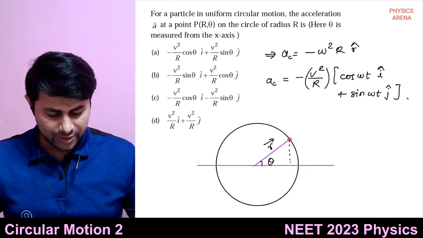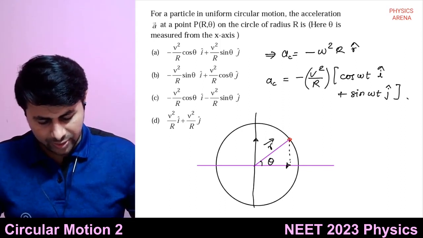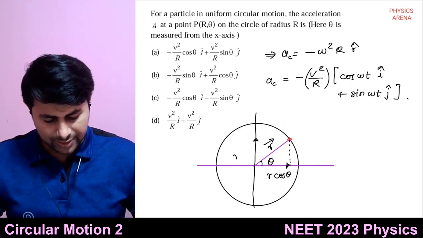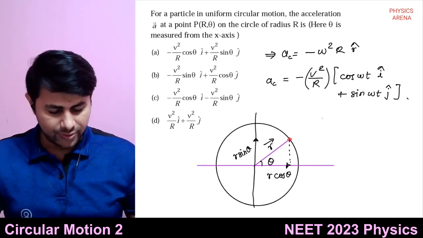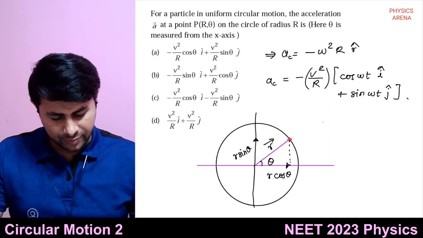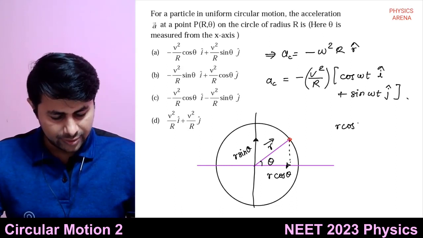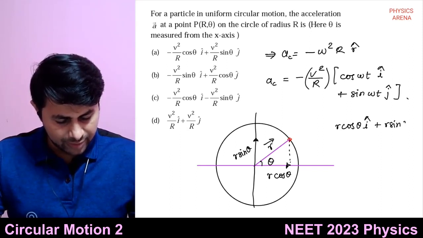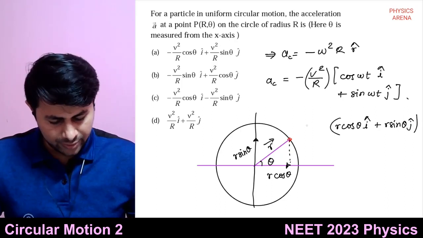You can resolve it in two components, one along the x-axis, one along the y-axis. So this will be r cos theta, and this will be r sin theta. We have seen this. So r bar can be written as r cos theta multiplied with i cap plus r sin theta multiplied with j cap.